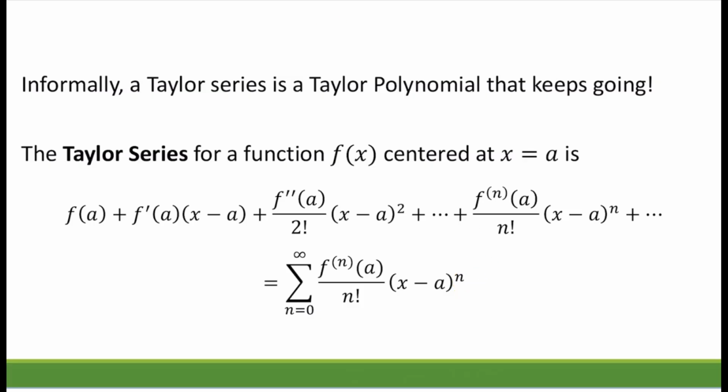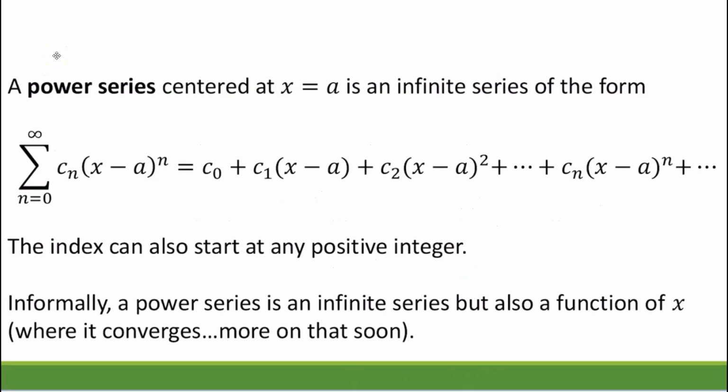All right, so now let's define a power series. We just defined a Taylor series, but more generically, a power series centered at x equals a is an infinite series of the form, the sum of n equals 0 to infinity, of c sub n times the quantity x minus a to the n. So written in expanded form, we have c sub 0 plus c sub 1 times x minus a to the first plus c sub 2 times x minus a squared, and so on, with the general term looking like c sub n times x minus a to the n, and this goes on forever, so it is an infinite series.